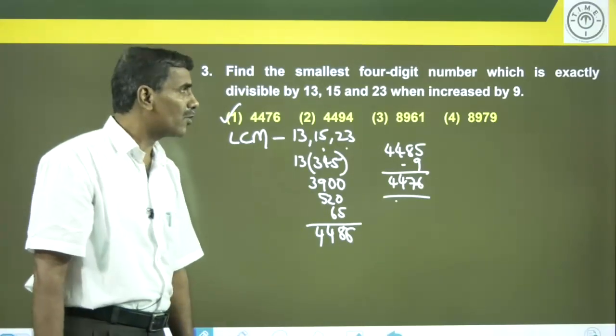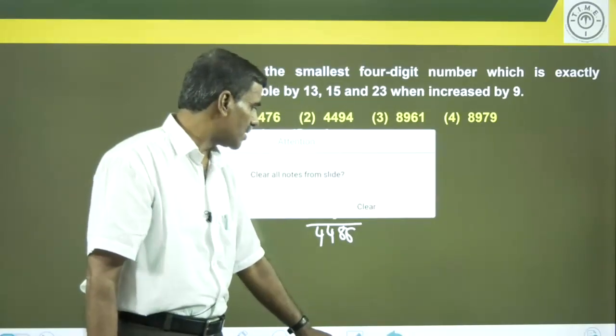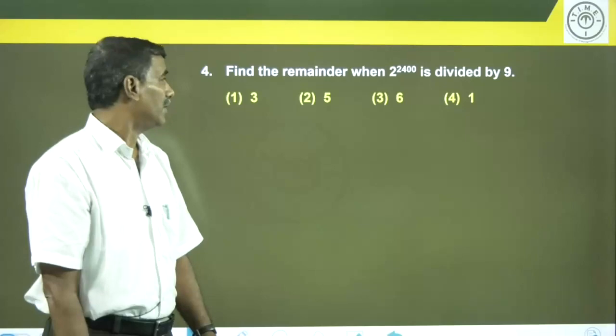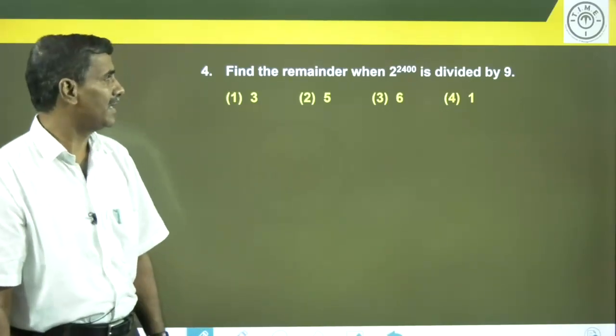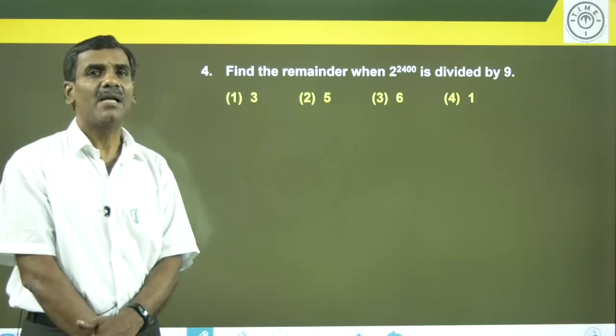So let's look at one more question on numbers, right? Let's look at the concept based on that one. What is the concept involved? We'll just quickly look at that. This is mainly dealing with remainders. Find the remainder when 2 power 2400 is divided by 9.